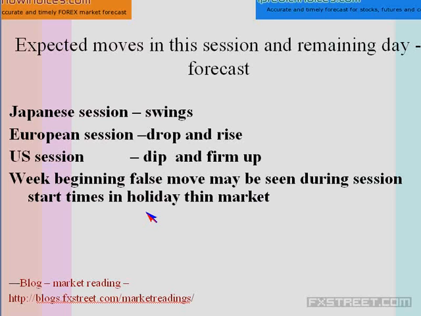Obviously the volume will get reduced, and in the absence of volume, the traders will also hesitate to take positions. So the week beginning false move might be a nominal dip during the early European session and a small dip during the US session, and afterwards they are expected to firm up. So these are all the expected moves for today.